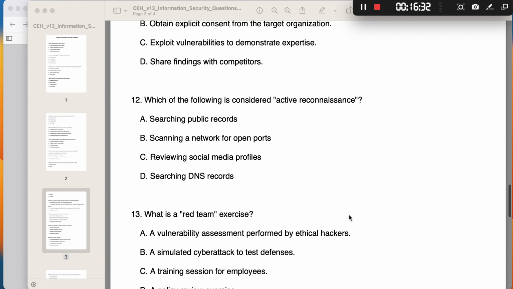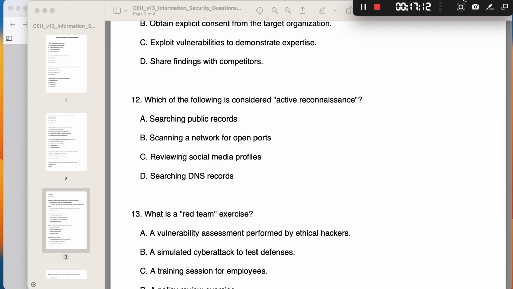Which of the following is considered active reconnaissance? And again, this is a question that is 100% theory. This does not apply in the real world. It doesn't matter when you're doing something online, in an engagement, whether you're using passive or active. Sometimes it's confusing, but this is something that you need to know for the exam. Which of the following is considered active reconnaissance? You have searching public records, scanning a network for open ports, reviewing social media profiles, and searching DNS records.